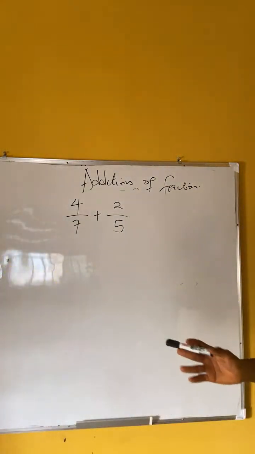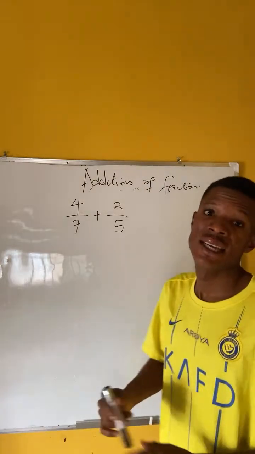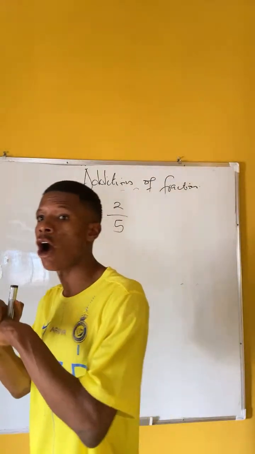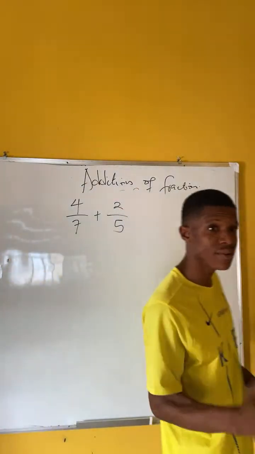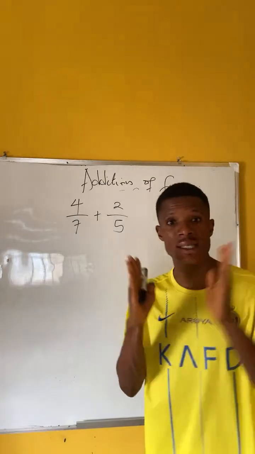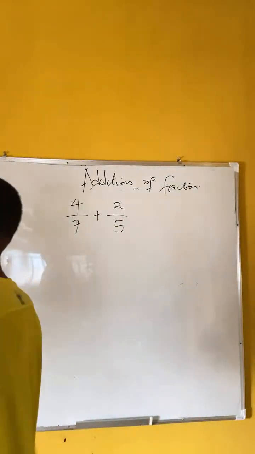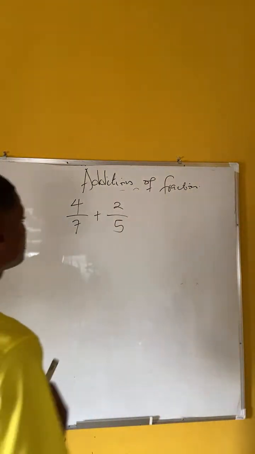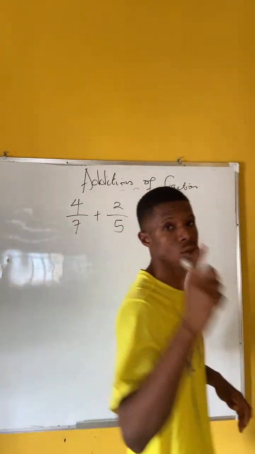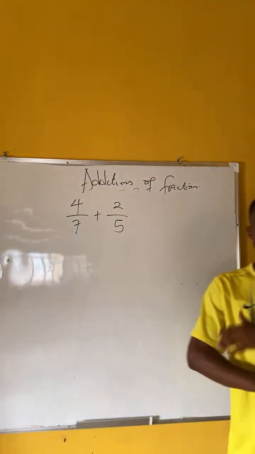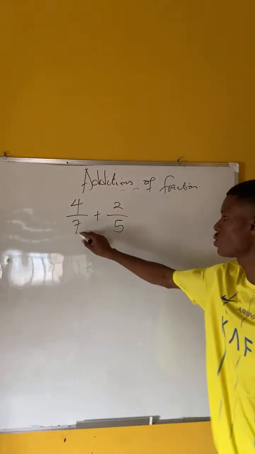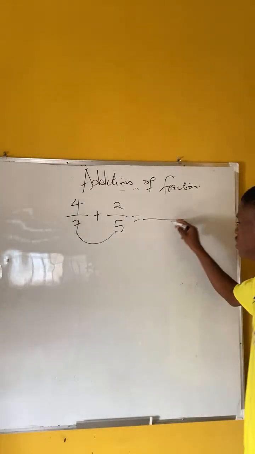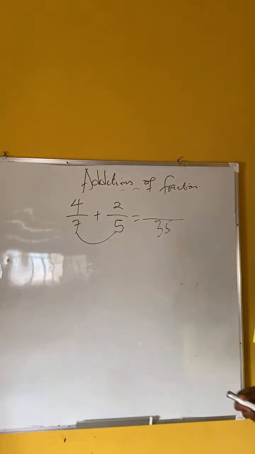The thing you have to understand here is that these two fractions have different denominators. The denominator is 7 and the denominator is 5. So the only thing we have to do here is to multiply the two denominators so that we can get the new denominator. We have it as 35.